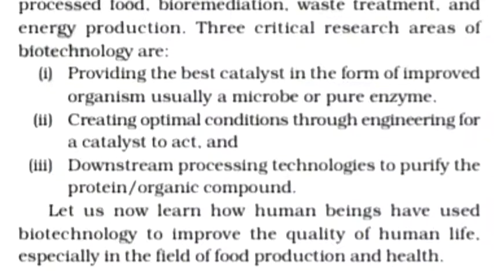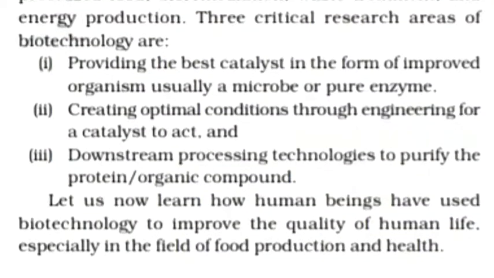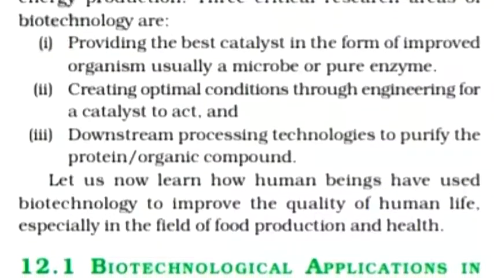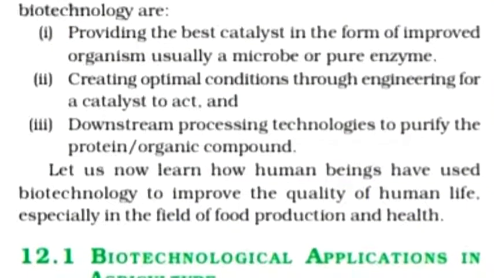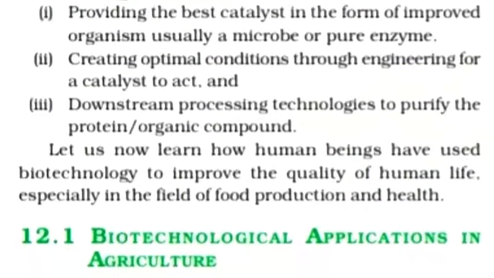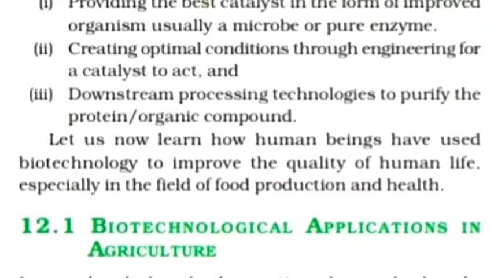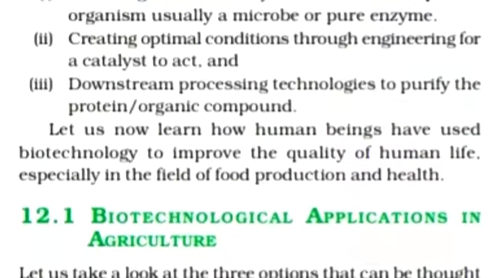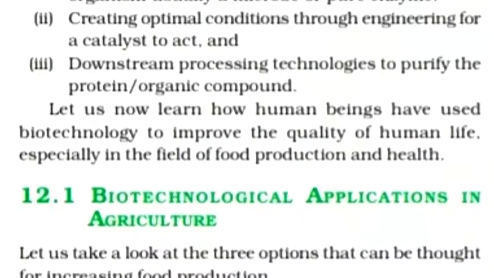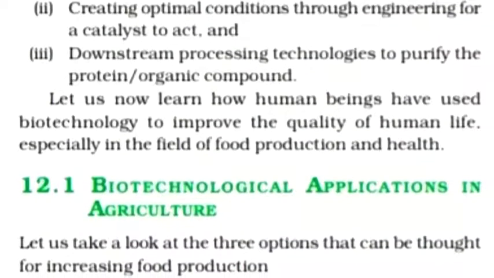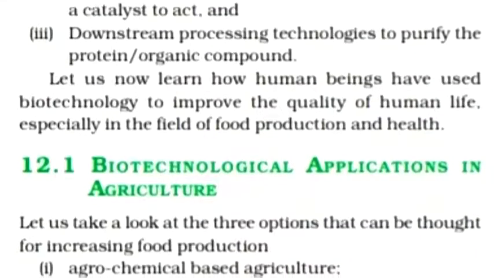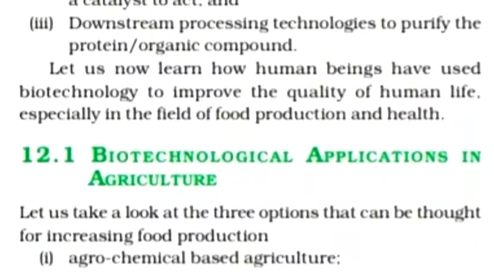Three critical research areas of biotechnology are: 1. Providing the best catalyst in the form of an improved organism, usually a microbe, or a pure enzyme. 2. Creating optimal conditions through engineering for a catalyst to act. And 3. Downstream processing technologies to purify the protein or organic compound. Let us now learn how human beings have used biotechnology to improve the quality of human life, especially in the field of food production and health.